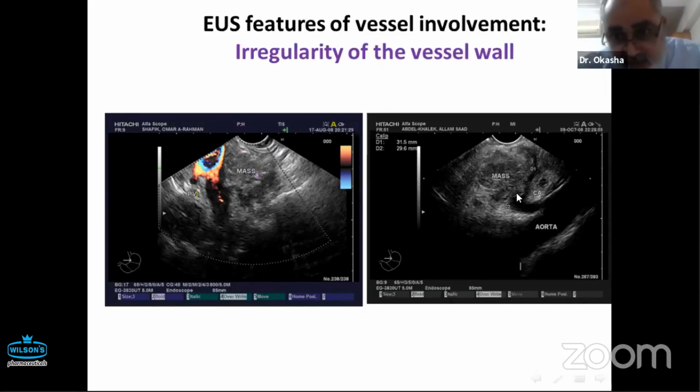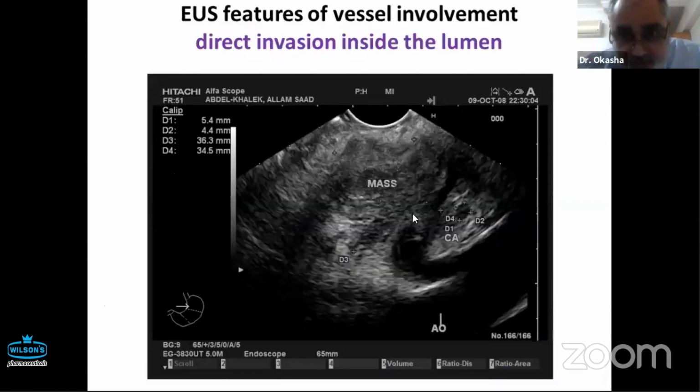And here, this is a large pancreatic body mass invading the celiac trunk. This is the aorta, and this is the origin of the celiac axis. Here, this is the celiac axis, and very clearly it is compressed, with an irregular outline and loss of the interface between the large mass and the vessel. And here, this is even invasion of the celiac trunk by the mass.